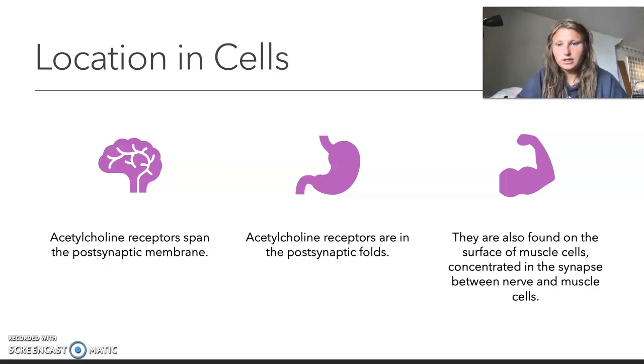The location in cells. Acetylcholine receptors span the postsynaptic membrane. Postsynaptic membranes are membranes that receive a signal from the presynaptic cell and respond using depolarization. Acetylcholine receptors are found in the postsynaptic folds. They are also found on the surface of muscle cells, concentrated in the synapse between nerve and muscle cells.